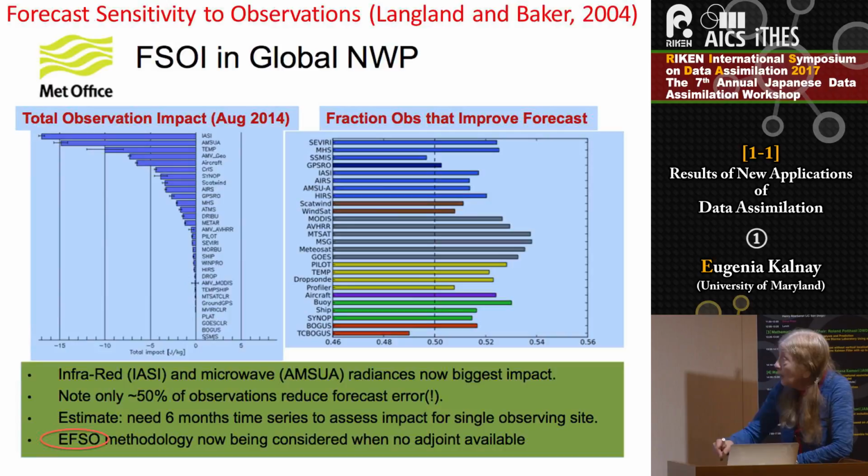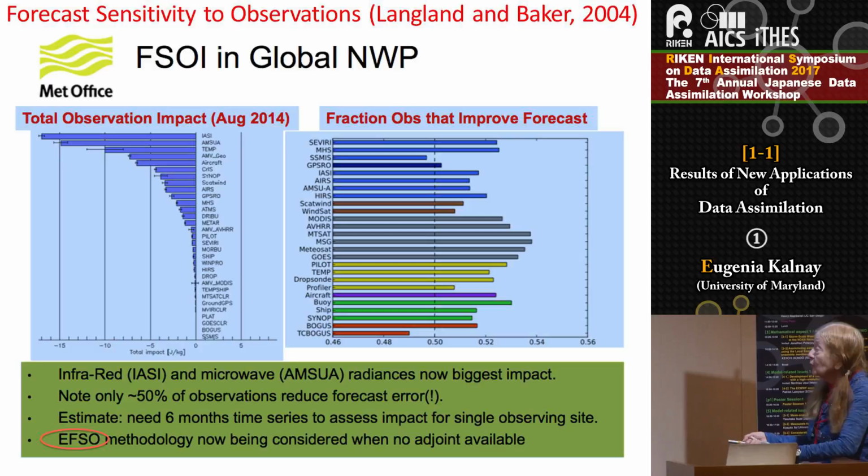So I would like to show this figure from the UK Met Office, where they used forecast sensitivity to observations, and they are impacted there for some reason. But I hope they stop doing that. So EFSO is computed using the adjoint model, and it shows which observations reduce the error, have a negative error impact faster, and then how on the average only about 51% or so of the observations give an improvement, and that's because the forecast is so good.